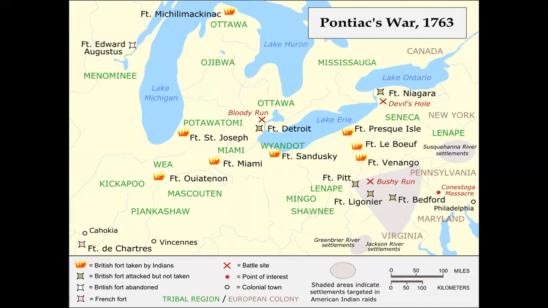All right. So this is the area we're looking at. We have the Great Lakes area here. This is where Pontiac and his people are. And all these different fire bursts are British forts being taken by the Native Americans, by the Ottawa, and the other tribes like the Miami, the Potawatomi, the Ojibwe, the Menominee, the Kickapoo, the Shawnee, and they're basically kicking a lot of butt.